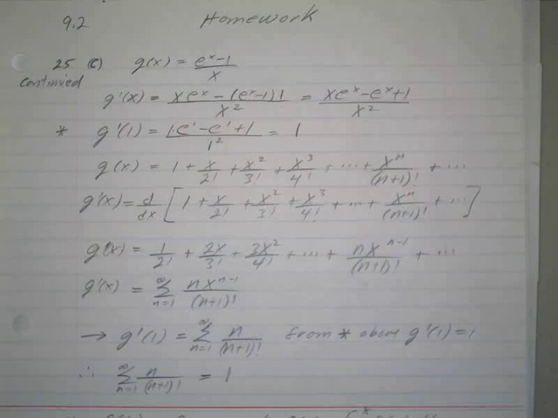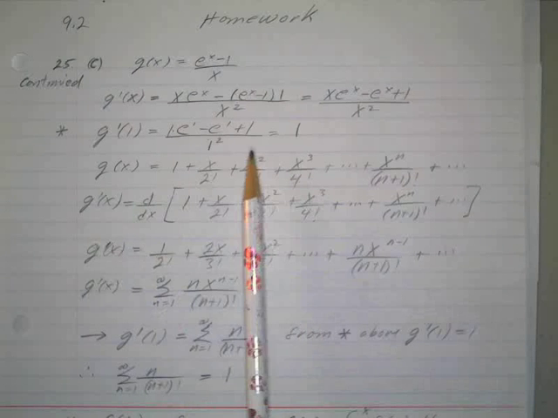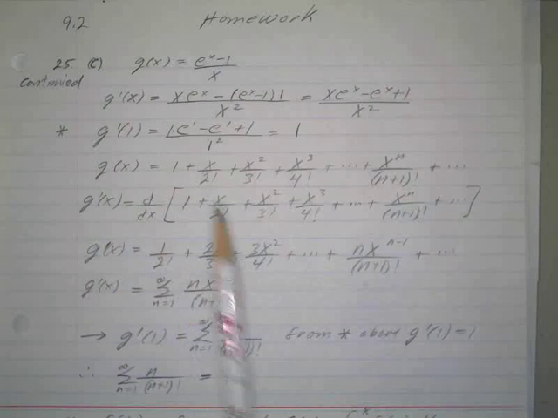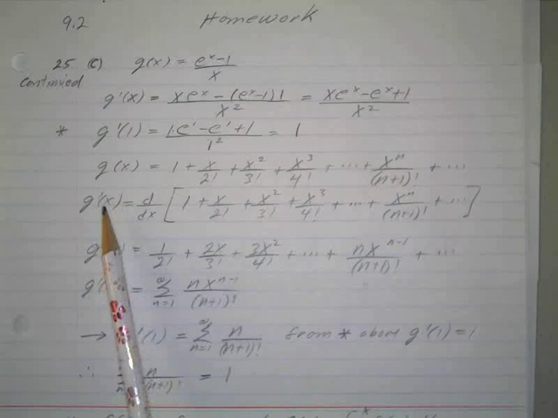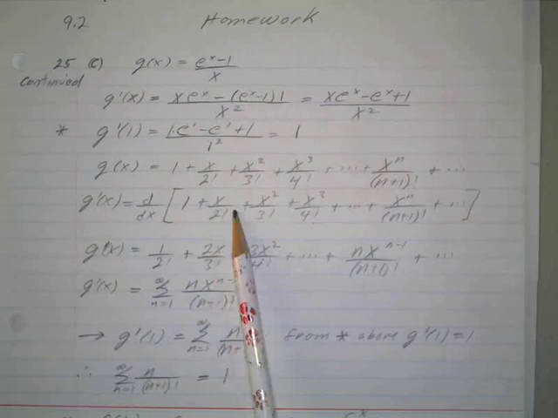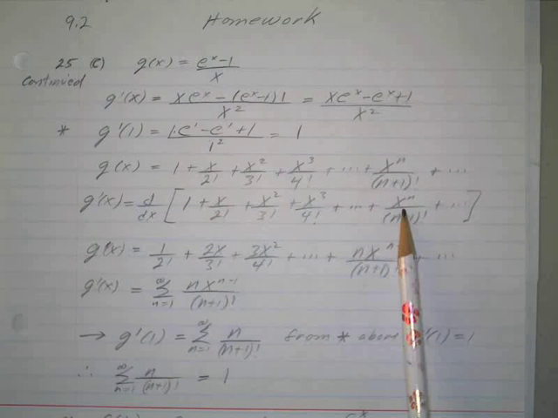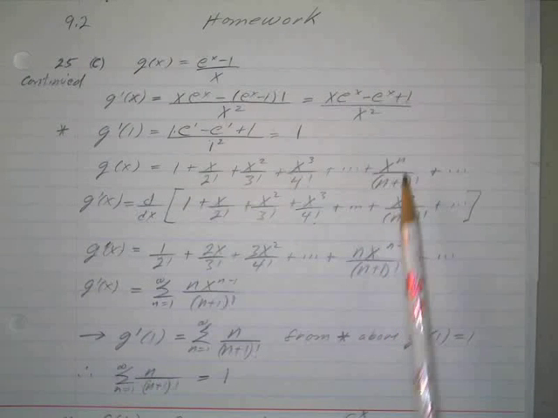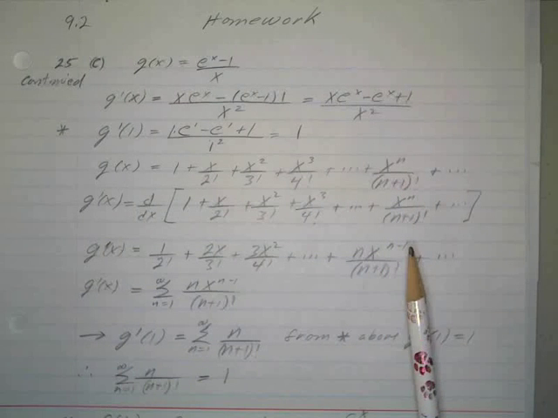Now we want to use that to show that the summation of n over n plus 1 factorial equals 1. Well, this is g prime, so let's just find the derivative and show that that's going to be equal to the summation. So let's take the derivative of the series, because we'll probably get that in summation notation. If I take the derivative of the series, I'll take the derivative of each term. And this was my nth term, remember, x to the n over n plus 1.